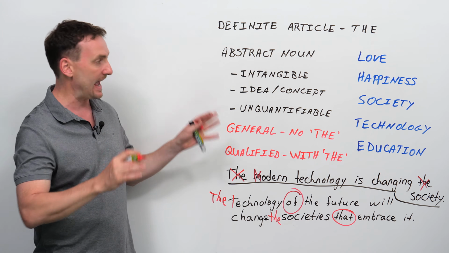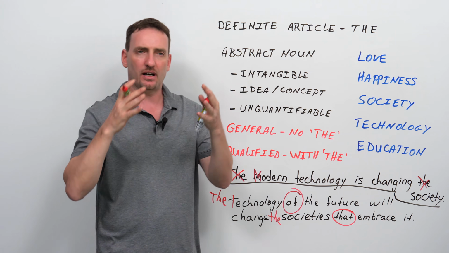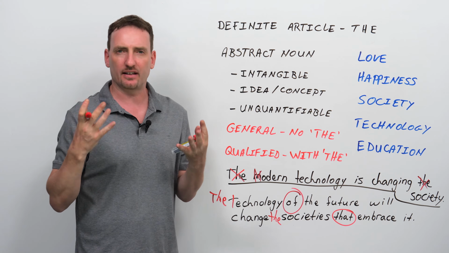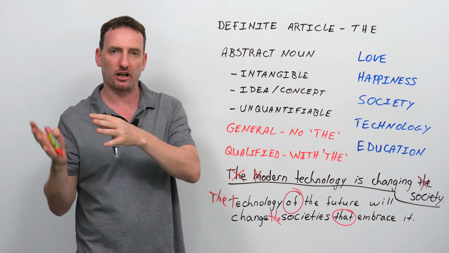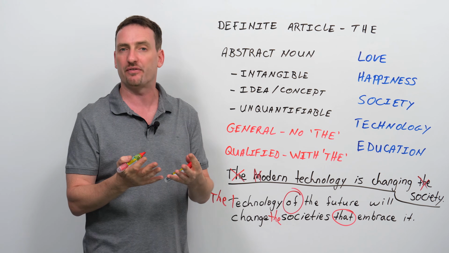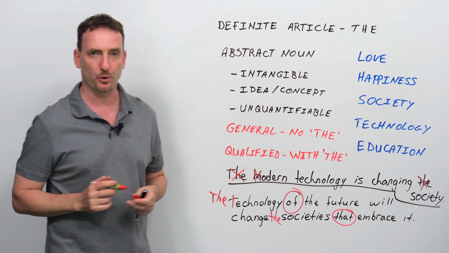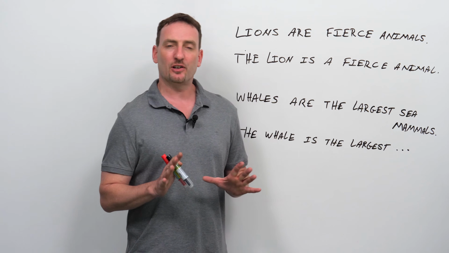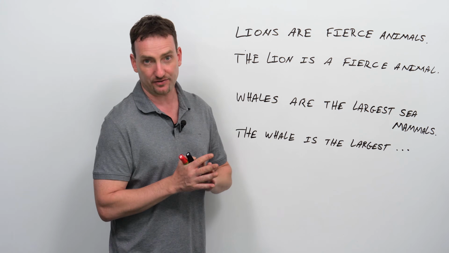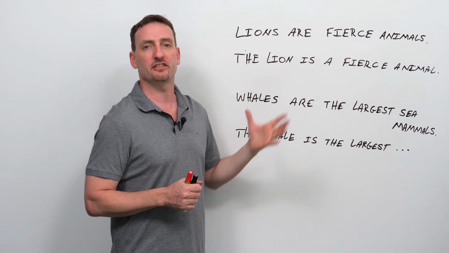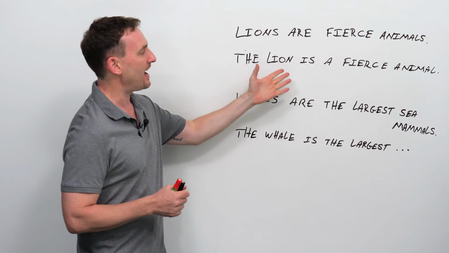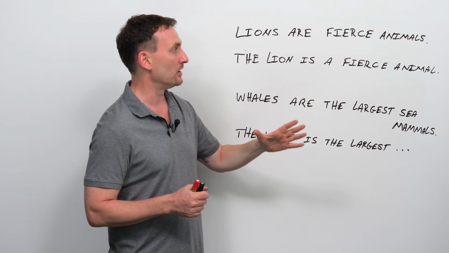Okay. Now, the same sort of thinking, the same sort of rules applies to when we're talking about something in general, or we're talking about a whole group of this something. So let me give you a couple more examples. Okay, so now we're going to look at a different context for the same basic idea. Lions are fierce animals. The lion is a fierce animal.